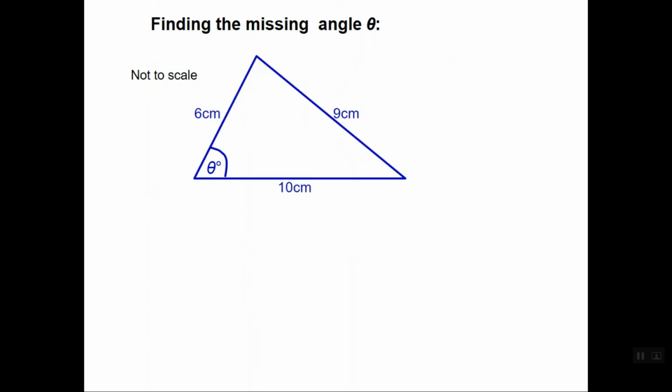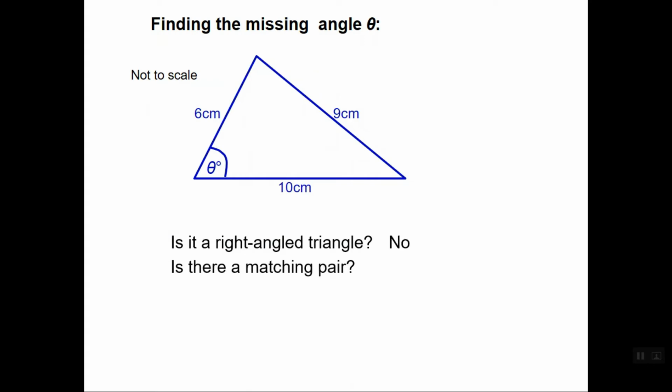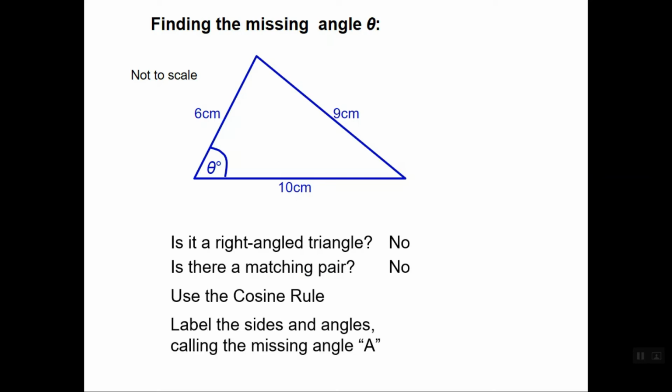Now let's look at our second example, which requires us to find the missing angle. Is it a right angle triangle? No. Is there a matching pair? No. So we use the cosine rule. We label the sides and angles, calling the missing angle A.